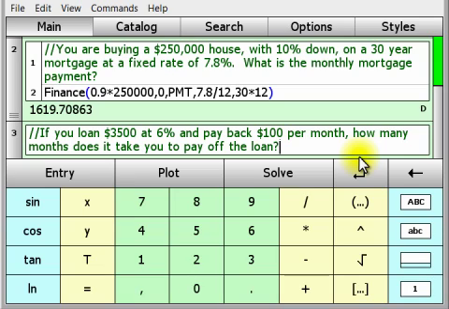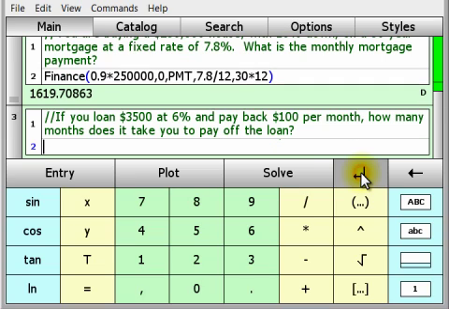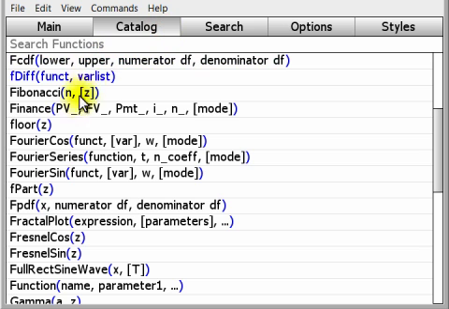Finally, let's look at the third question. If you loan $3,500 at 6%, and pay back $100 per month, how many months does it take you to pay off the loan? Let's open up a sub-entry and grab our finance command.